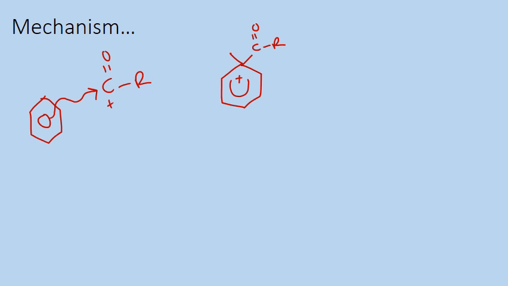We've attached our acyl group, and to re-establish the stability of the ring, the bonding pair of electrons from that C-H bond go back into the ring. That leaves us with an H+ and our organic product, which is our acyl group attached to the ring. So there's our acyl benzene, and the H+ has been released.